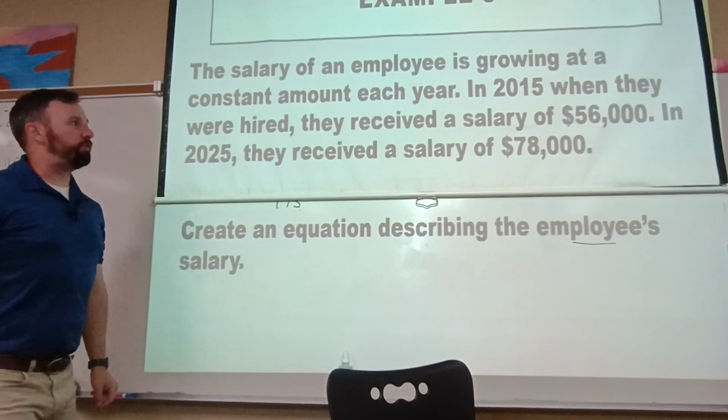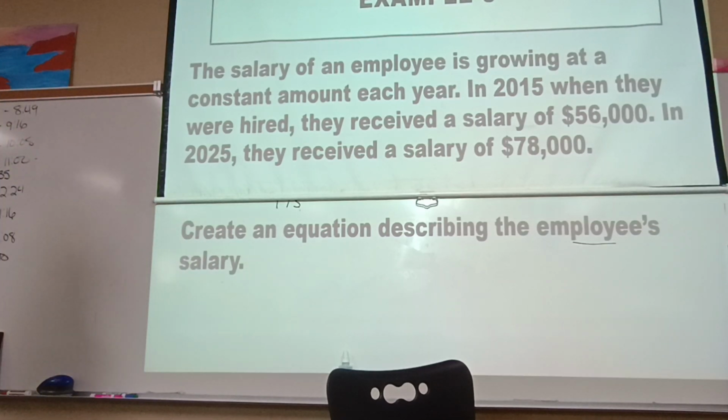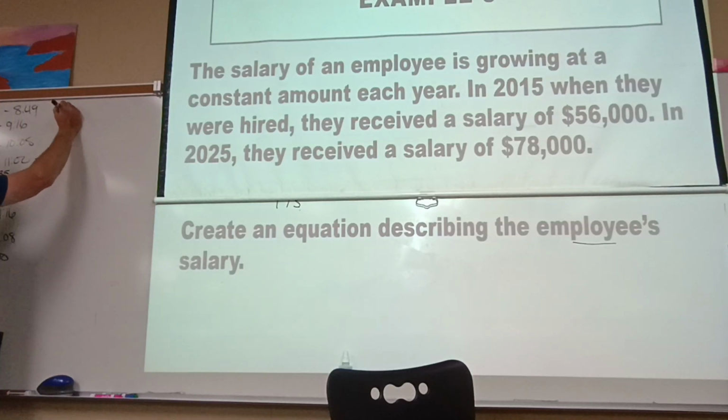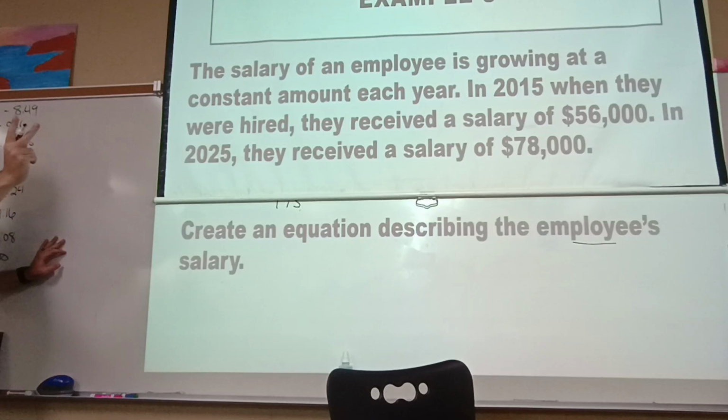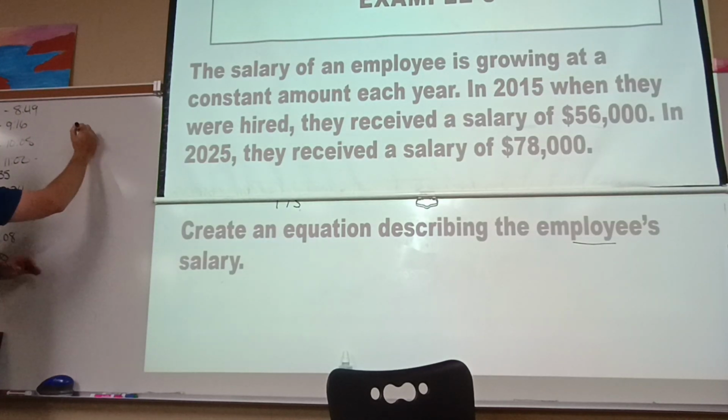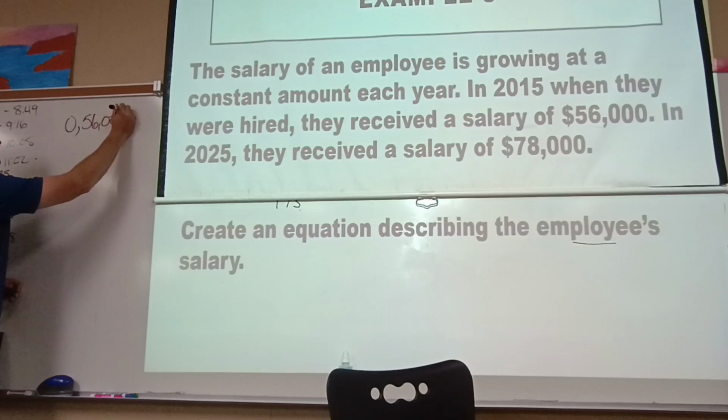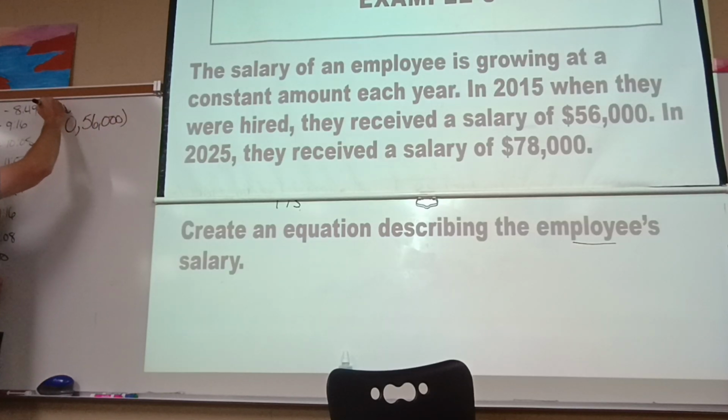I can pretend like 2015 is my initial because they were hired that year. So can I treat that like an initial value? Yeah. So what I would do is this. I'm going to make 2 points out of it. Do I have 2 points? I have 2 years and 2 values. Point 1 is going to be 0, 56,000. Right? Because that was the hired year.